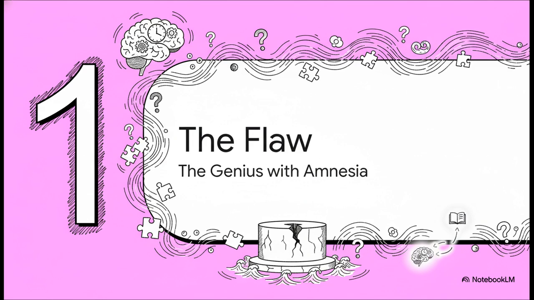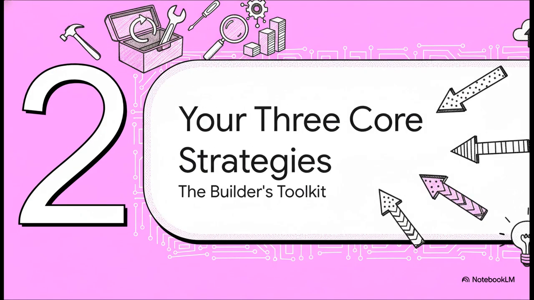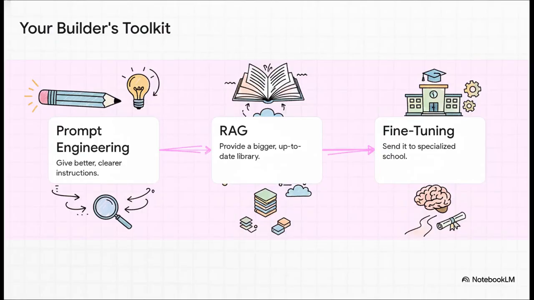So how do we fix this? Well, the good news is we have a toolkit. There are 3 core strategies that let us take these general-purpose models and make them specific, reliable, and trustworthy. Think of these as the must-have tools for any AI builder. So what's in this toolkit? Well, first, we can give the model much better instructions. That's prompt engineering. Second, we can give it a private, up-to-date library to pull facts from. That's a fancy technique called Retrieval-Augmented Generation. And third, we can basically send it to a specialized school through something called fine-tuning. Let's break each of these down.